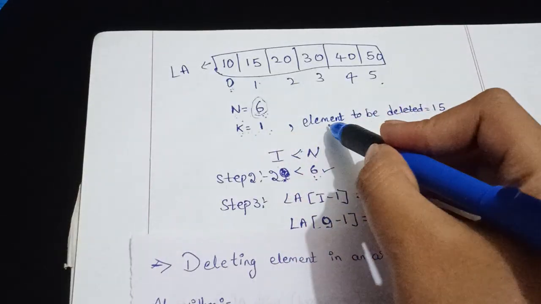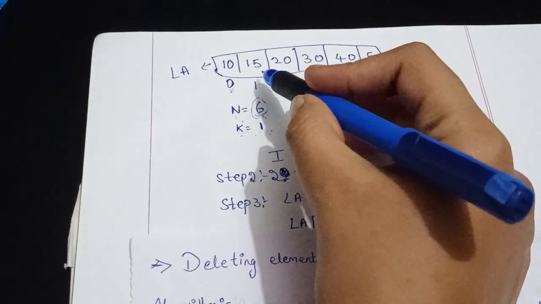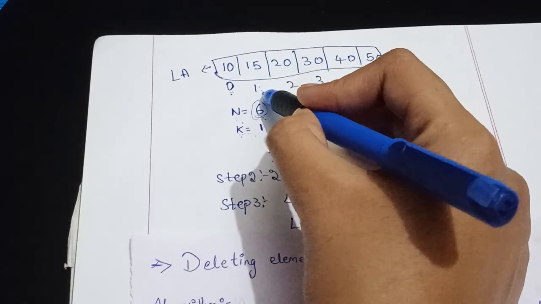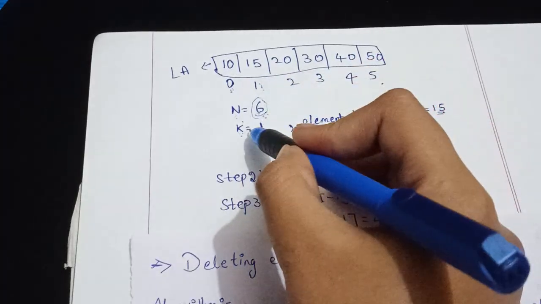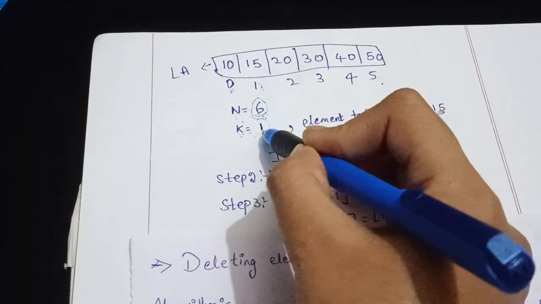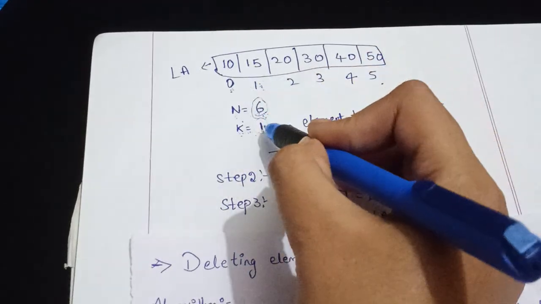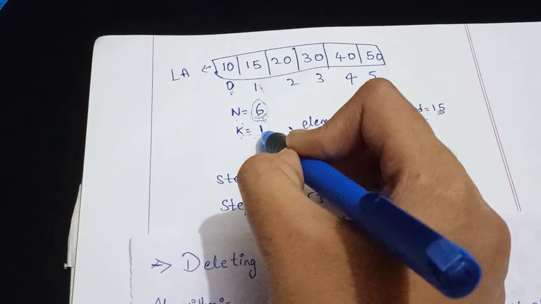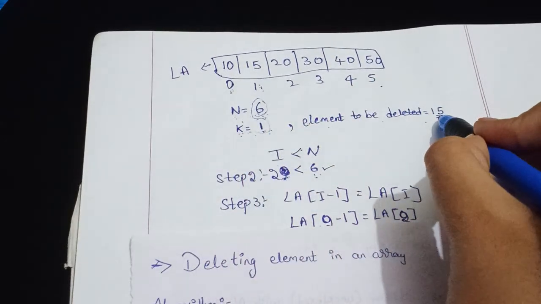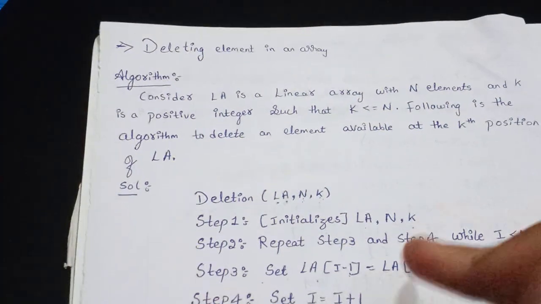And then the element to be deleted, I want to delete the element 15. In which position is it, in which index value is it there? At 1. So K will become the position in which the element is there. This element is in the first position, the address is 1, the index value is 1. So that will become our K, and the element I want to delete is 15. That is clear, right? Next we'll move to step 2.